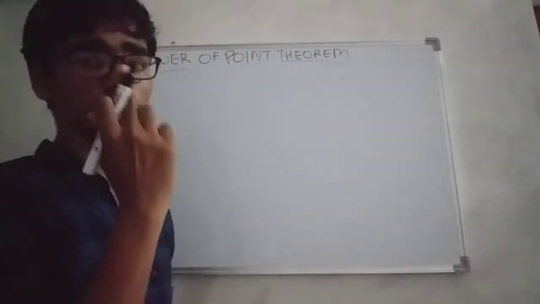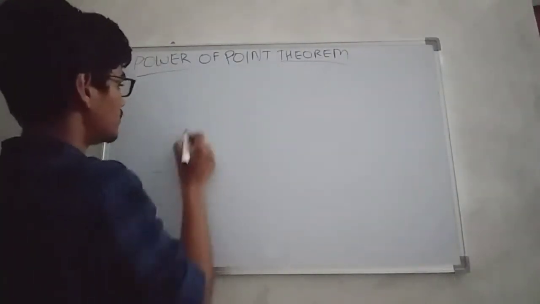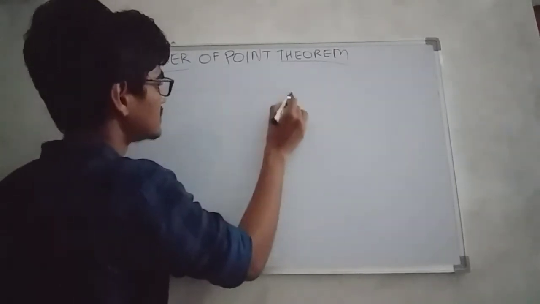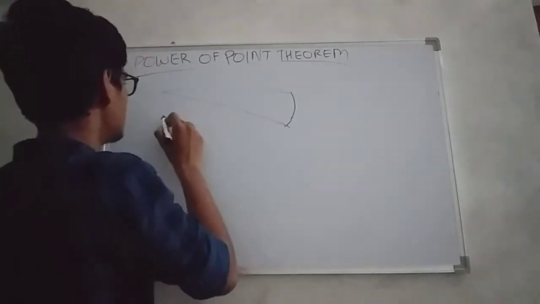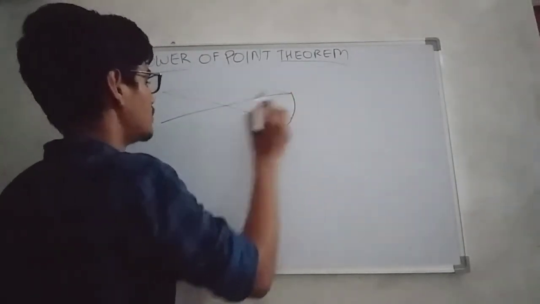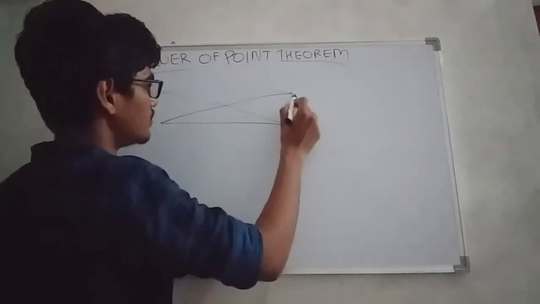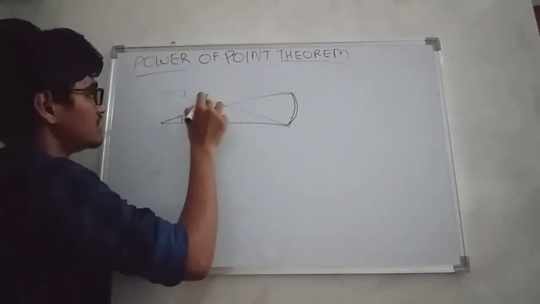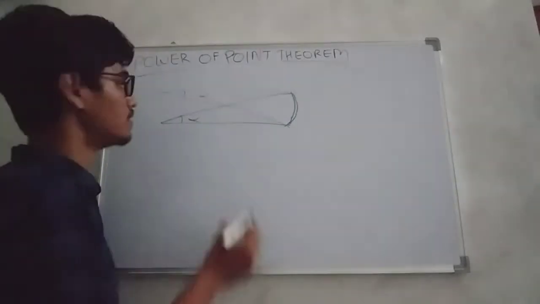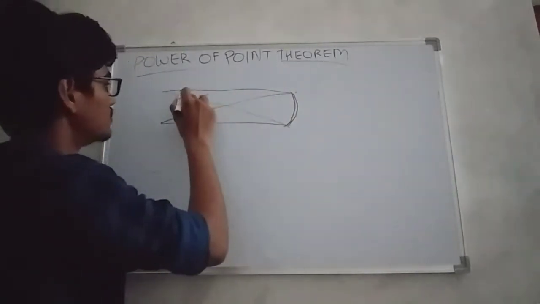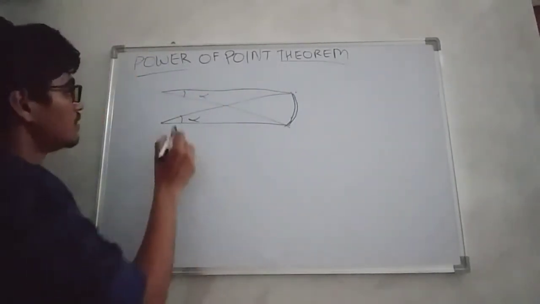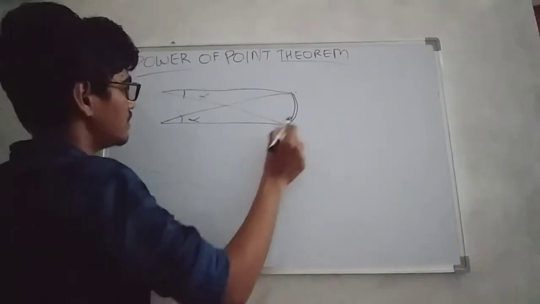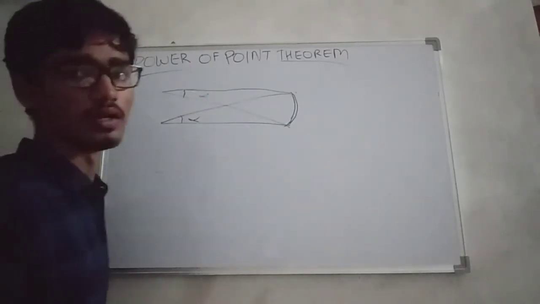Before getting into the discussion, I want to explain one note. If two angles subtend the same arc length, then these two angles are equal. I want to remind again, if these two angles subtend the same arc length, then these two angles are equal.